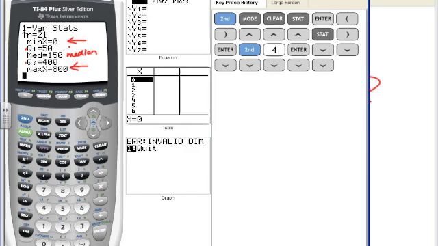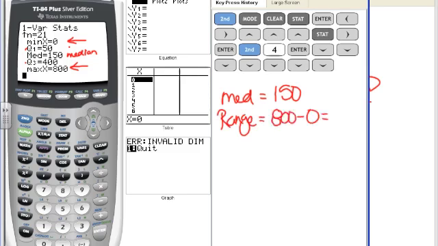So if I wanted to find the median, I just write it down. I'm going to come just right here on the screen. The median is 150. I just copy it from my calculator. And if I want the range, I remember that that is the biggest number, or the max, minus the smallest number, the min. So I have a range here of 800. And my IQR is Q3 minus Q1. So I have an IQR of 350.